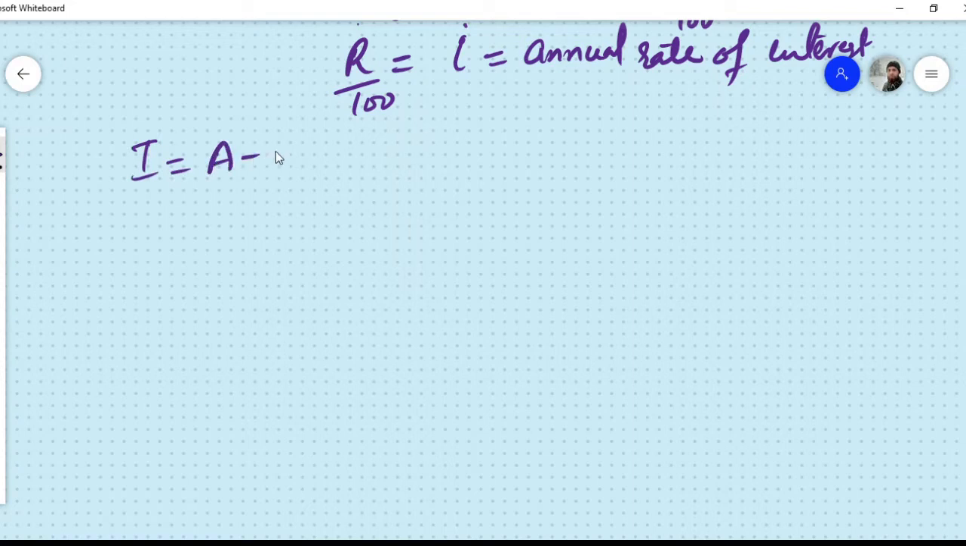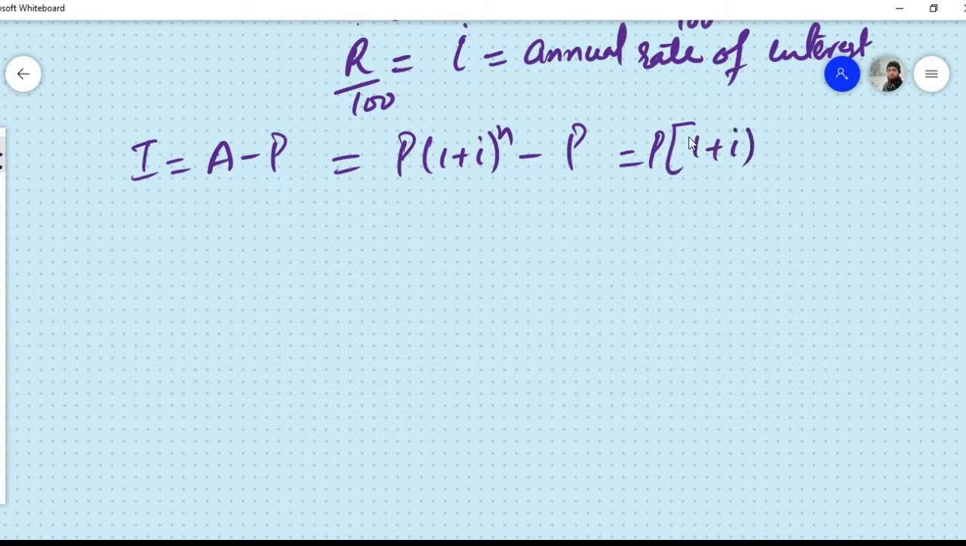Then we said compound interest is A minus P, which is further equal to P into 1 plus i power n minus P, where A is this, and then when we take P common from both the terms, it is P into 1 plus i power n minus 1. So this is the formula for finding the compound interest.